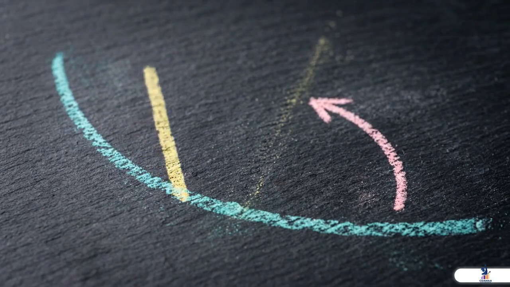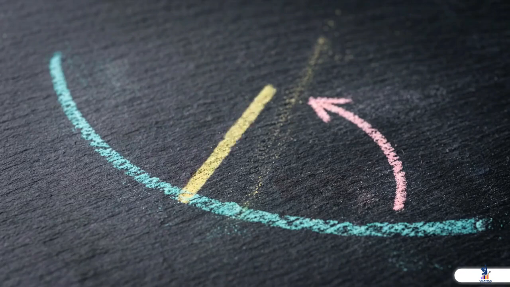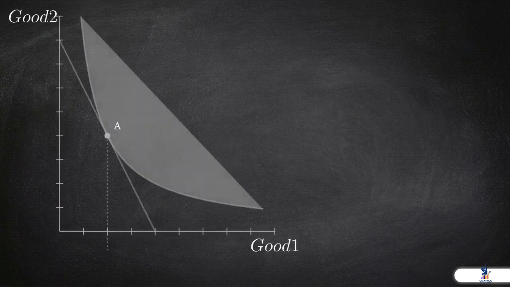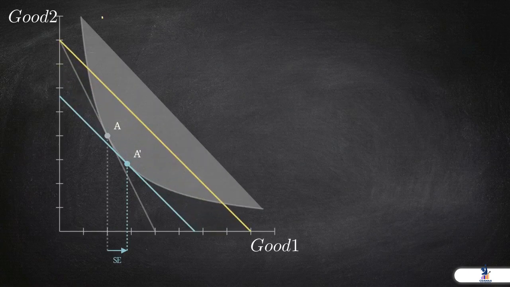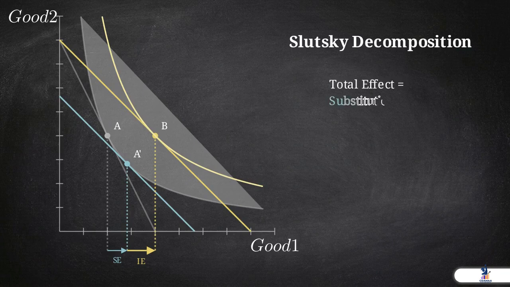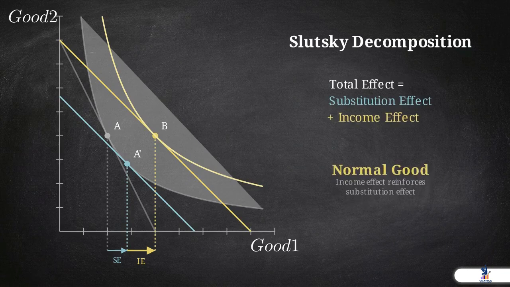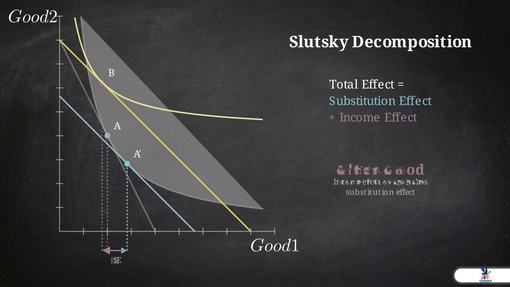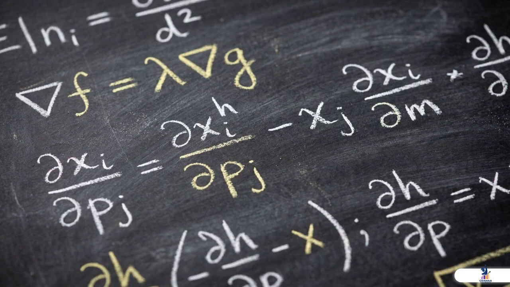First, look at this pivot along the curve, isolating the substitution effect. The changing price ratio means substituting away from expensive goods toward cheaper ones. Second, the price drop expands purchasing power, creating a parallel shift that isolates the income effect. The Slutsky equation adds these together. The substitution effect is negative, but the income effect dictates the final outcome, defining a normal, inferior, or Giffen good.